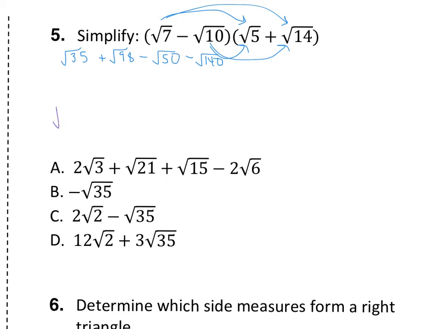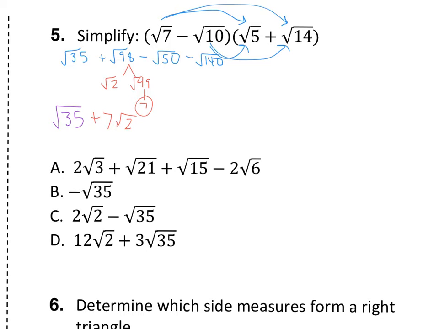So I'll just write down the square root of 35, because that's what essentially stays the same. Now let's look at 98. 98 breaks down into the square root of 2 and the square root of 49. Out comes a 7, so I get plus 7 square roots of 2.